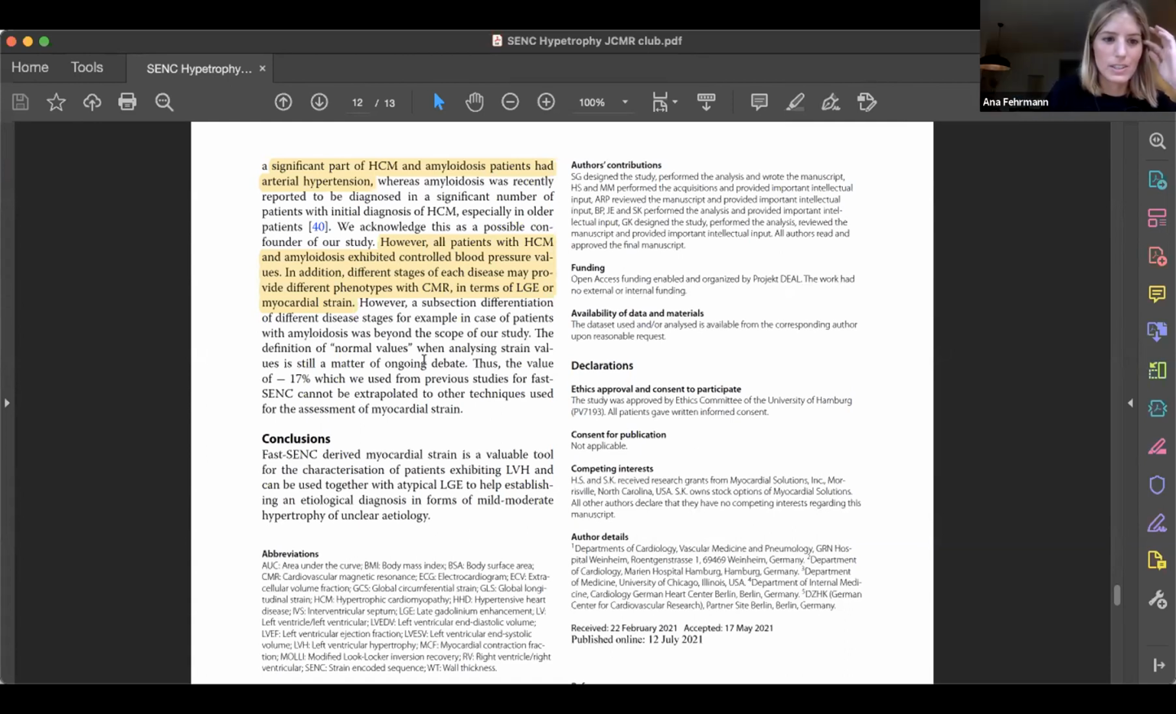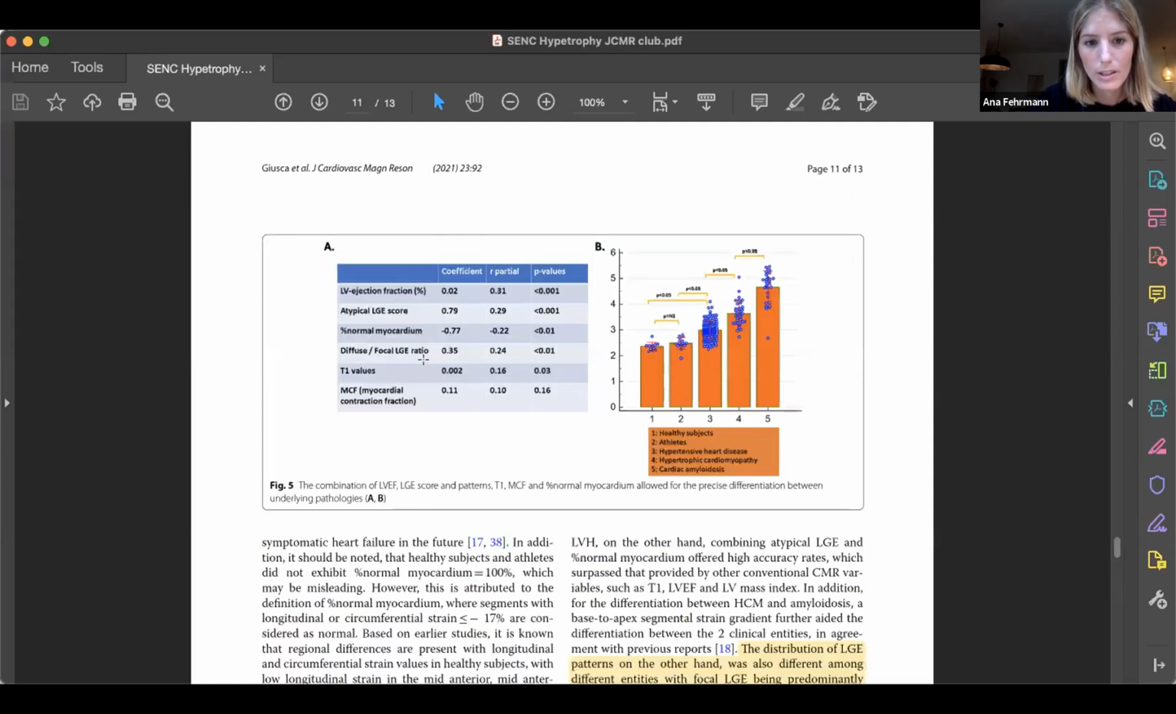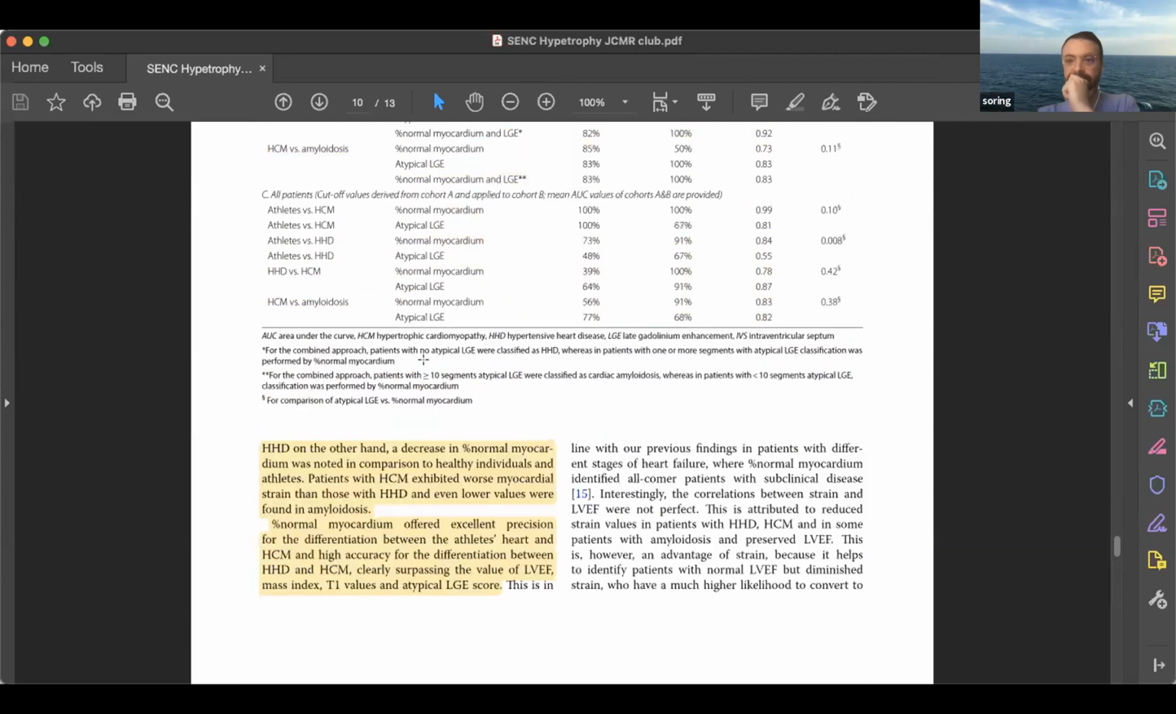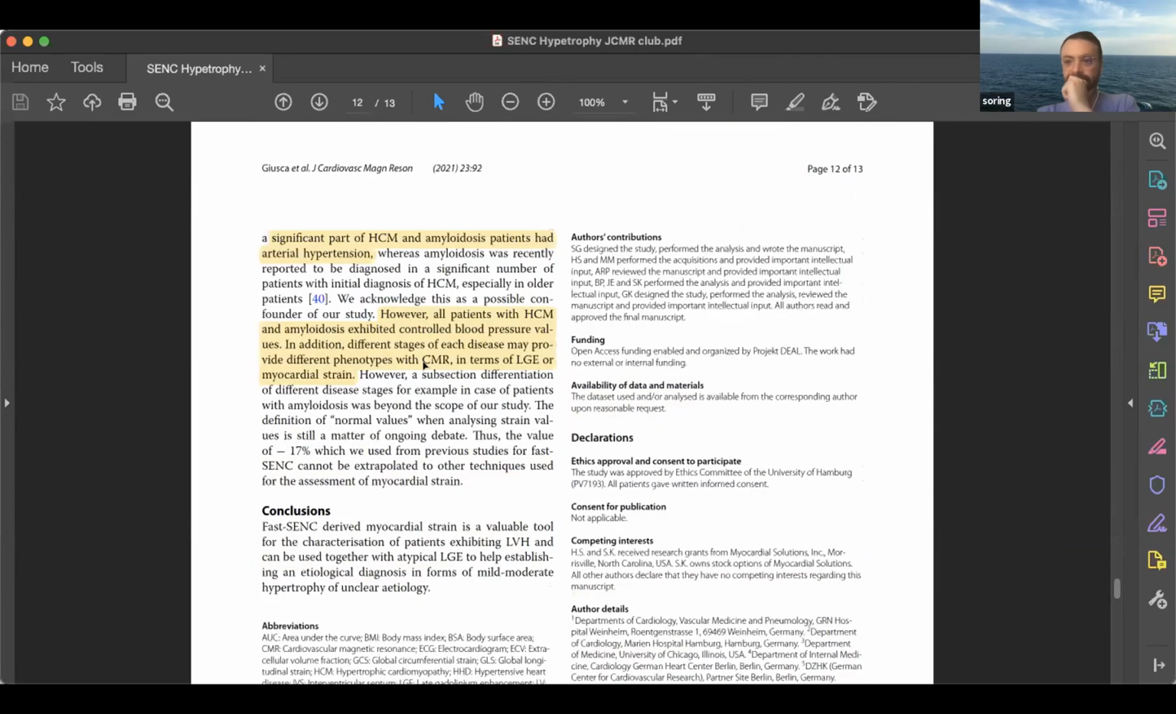Thank you very much for this very interesting study on a very important topic. As we all know, the differentiation of the underlying cause for left ventricular hypertrophy is clinically challenging, but highly important because of different therapeutic approaches. There is already one question in the chat.